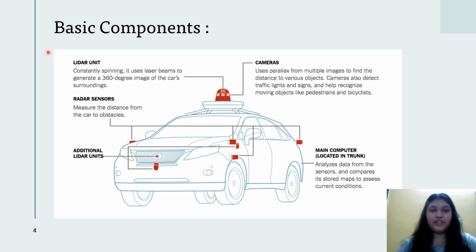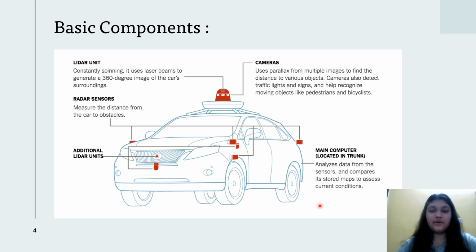These are the basic components of an autonomous vehicle. The LiDAR unit, which constantly spins and uses laser beams to generate a 360-degree image of the car's surroundings. Radar sensors, which measure the distance from the car to the obstacles. Cameras, which help detect traffic lights and signs, and also help recognize moving objects like pedestrians and bicyclists.